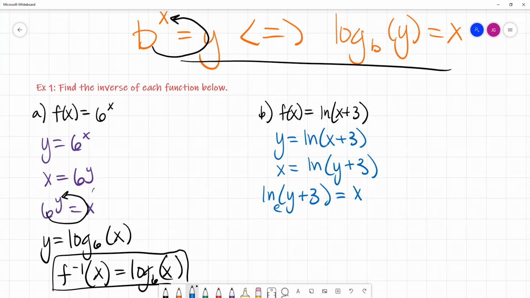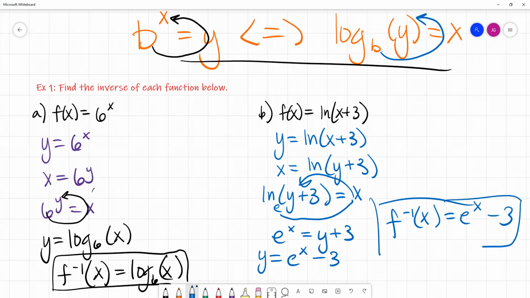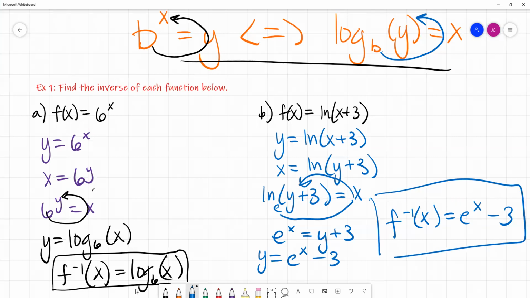So if I do my little circle trick, b to the power of x is equal to y, so e to the power of x is equal to y plus 3. I have to solve for y, so the last step here is to subtract the 3. So I get y is equal to e to the x minus 3. So then my inverse function is e to the power of x minus 3. Okay, I totally botched that right there. That's a lot better. Okay, so those are our inverse functions.